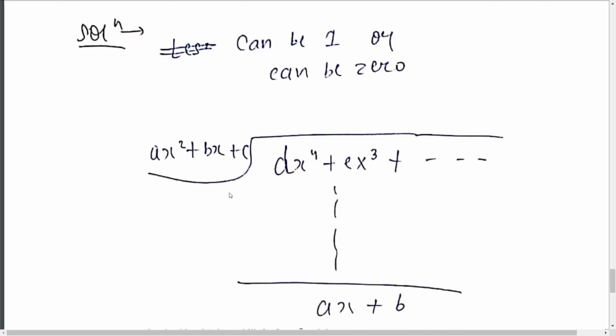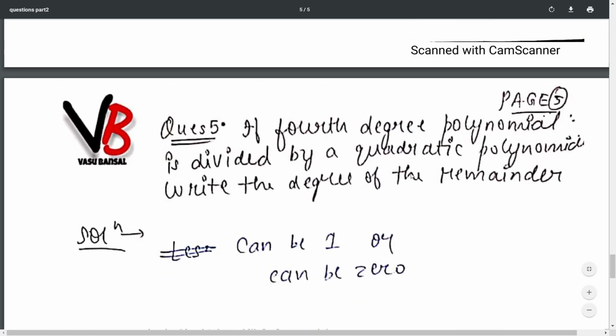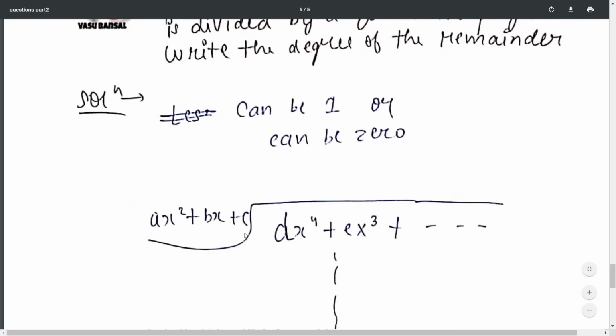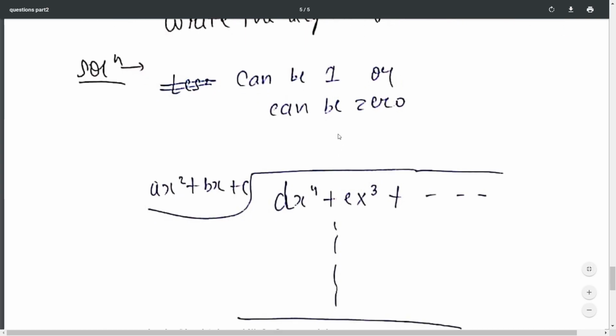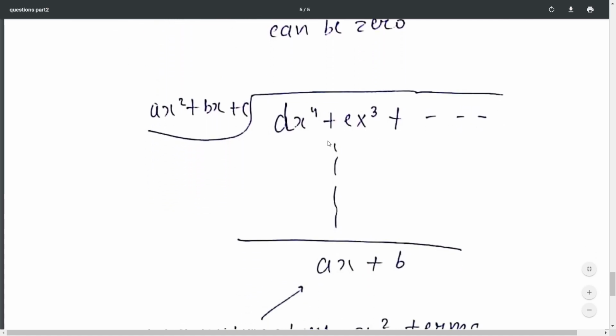As I told you, it can be 1 or 0 degree. So what happens is, suppose this is a quadratic polynomial, and this is a biquadratic polynomial as mentioned in the question. So we'll divide this. We'll multiply first here by the x square term, right? Then only it becomes x4. So the highest degree of the quotient will be x square. And on solving further, at the last step, you'll get a remainder of the form ax plus b. I mean, you will get a linear remainder.